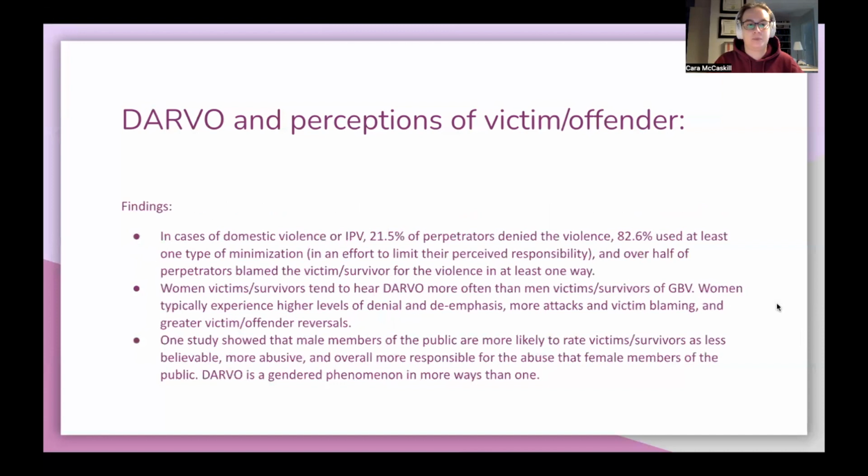In cases of domestic violence or intimate partner violence specifically, 21.5% of perpetrators denied that the violence even happened. 82.6% of male perpetrators of domestic violence used at least one type of minimization. And this, again, is in an effort to limit their perceived responsibility for the abuse that occurred. And over half of perpetrators, male perpetrators, blame the victim or survivor for the violence that happened in at least one way.